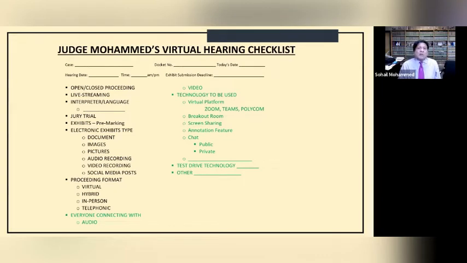Proceeding format: are we doing this 100% virtually, which means is everyone going to be virtual, or is it going to be a hybrid format, which means the judge and the attorneys are appearing remotely, but the witnesses are going to appear in person in a place that has been agreed upon by everyone? For instance, in grand jury proceedings right now, all jurors appear virtually, but the prosecutor who's presenting the case and the witness appear physically in a courtroom, right? So that's a hybrid format, because we have a combination of both.